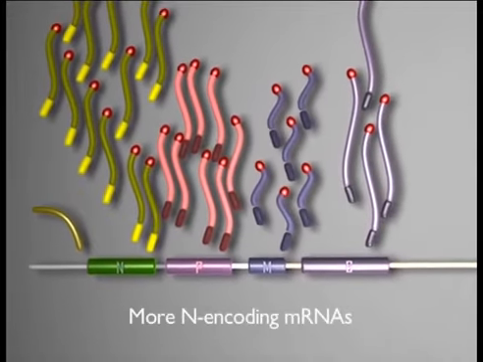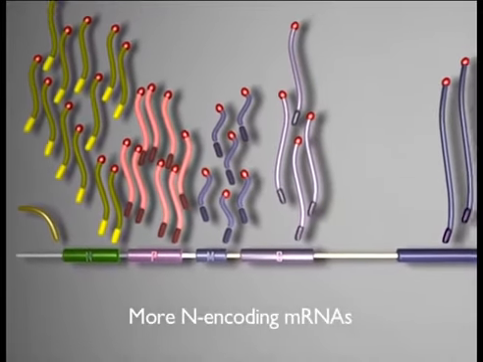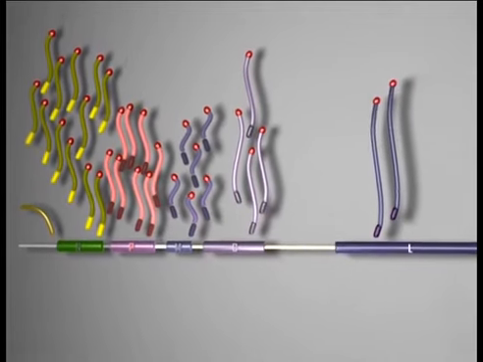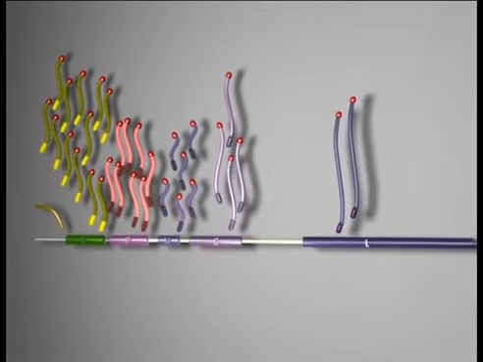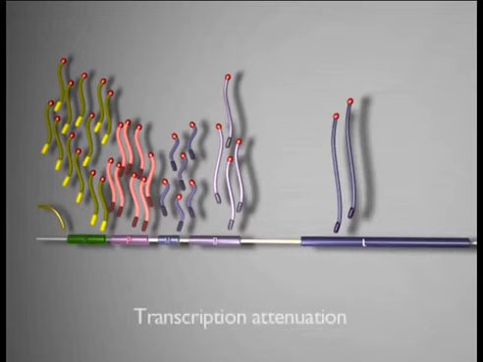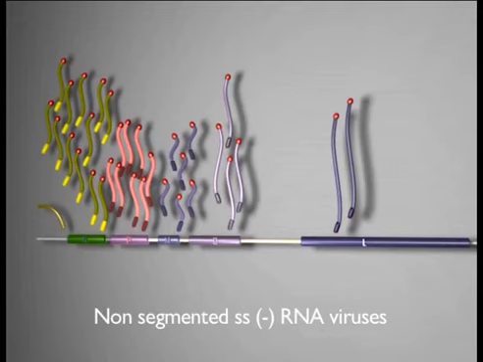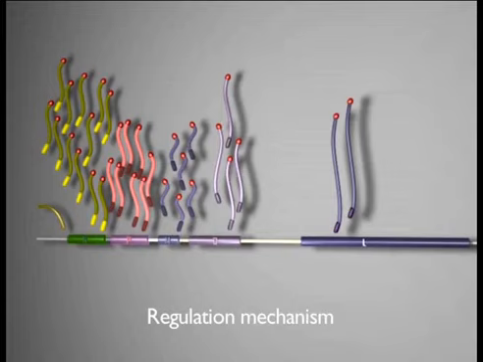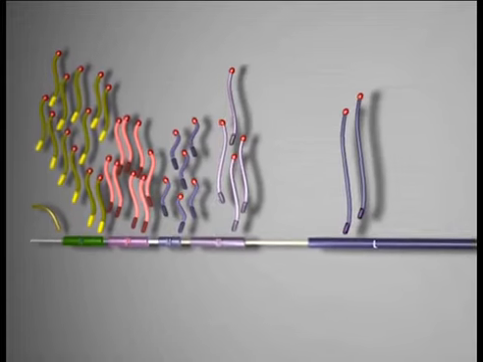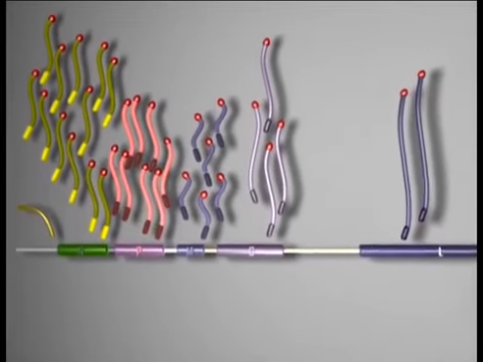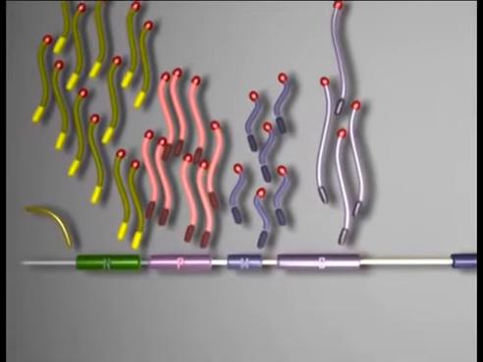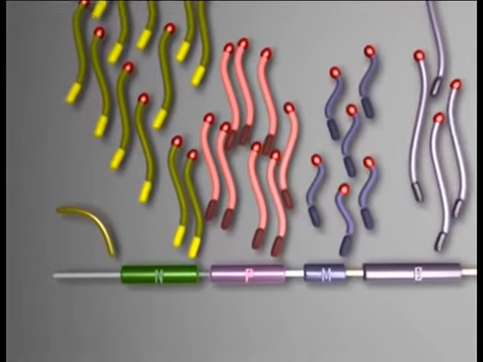Consequently, there will be more N-encoding messenger RNAs made. And the L-encoding messenger RNAs will be the least of all. This is called transcription attenuation. It's a general feature of non-segmented negative-strand RNA viruses and an important mechanism regulating individual gene expression and consequently replication. In other words, the abundance of the messenger RNAs that code for the nucleocapsid is not accidental.